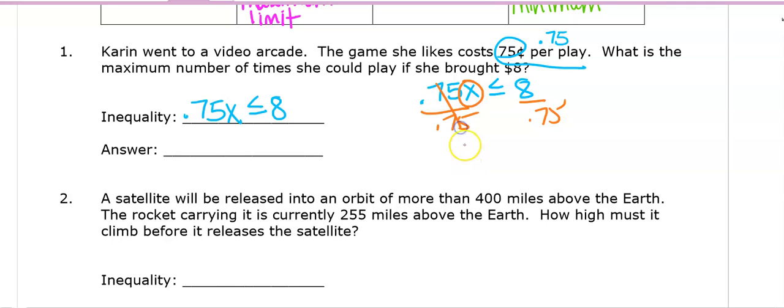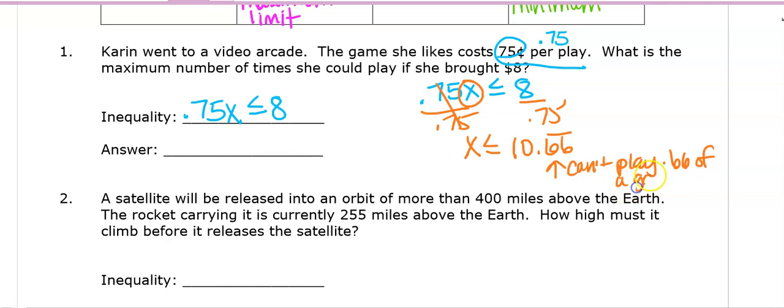divide. Okay, so x is less than or equal to, and when you plug it in the calculator, you're going to get 6.666 repeating. Okay, can she play 0.66 of a game? No, you can't play 0.66 of a game. So I can't play more because if I played more, then that would be too much money. So the most games that she can play is 10 games.